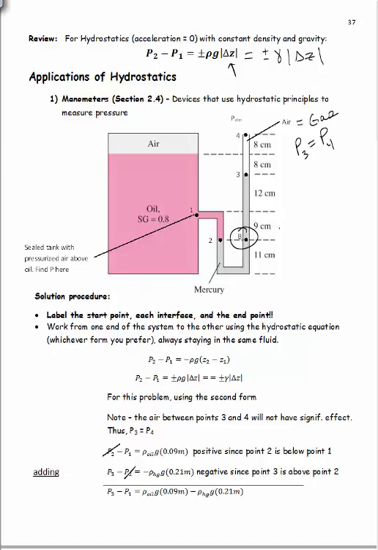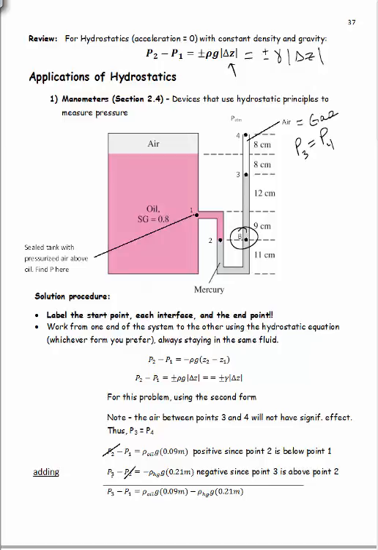So this is 9 centimeters. And 2 is below 1. So if you write P2 minus P1, 2 has a higher pressure. So that's going to end up being positive, so you can just leave that as a positive. If we'd written P1 minus P2, we would have put a negative sign there.